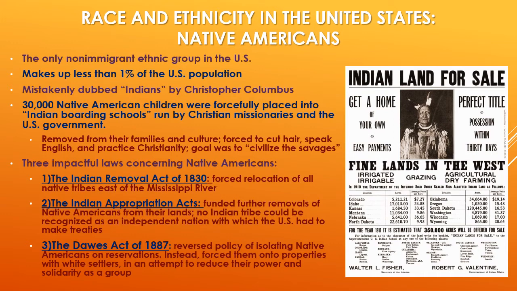Number 2 is the Indian Appropriations Act. This was passed in the 1800s and funded further removals of Native Americans from their lands. No Indian tribe could be recognized as an independent nation with which the U.S. had to make treaties. Then in 1887, we have the passage of the Dawes Act.